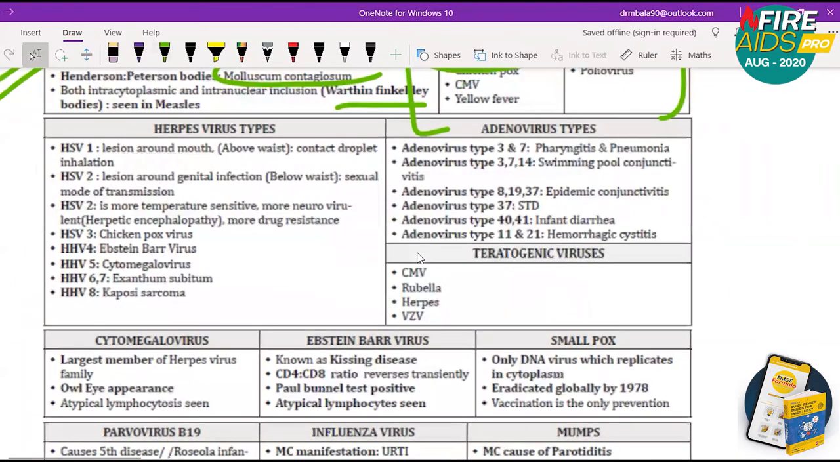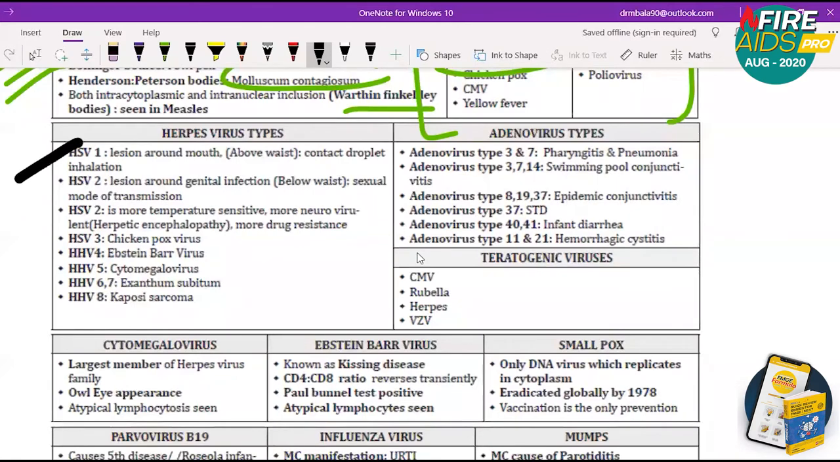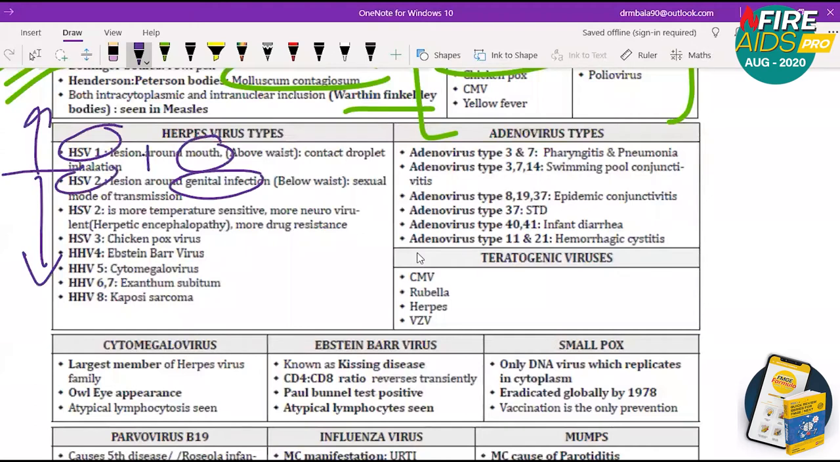Then we'll start with the herpes diseases. The herpes viruses could be HSV-1, HSV-2, HSV-3, 4, 5, 6, 7, and 8. So these are the types. You have to remember: HSV-1 means we're talking about the mouth ulcer. HSV-2 means we're talking about the genital ulcer. So basically anything above the hip is going to be HSV-1, and anything below the hip is going to be HSV-2. So the hip is the region you should consider, like mouth or anything above the waist.